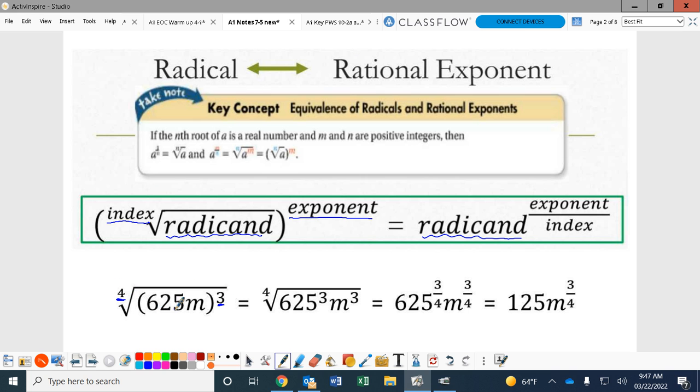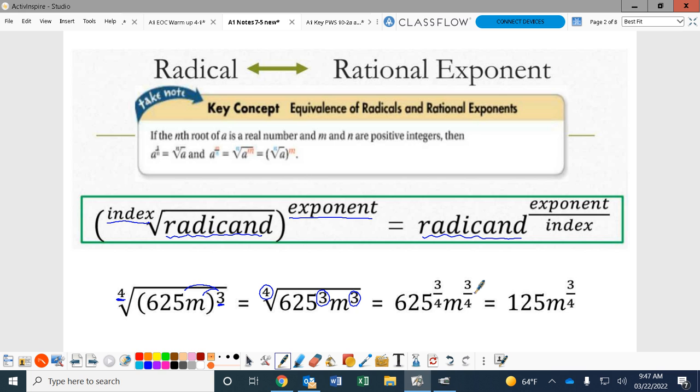Right here, you've got 625 and m inside of parentheses. This 3 needs to be applied to both of them. That's going to make it 625 to the third power and m to the third power. To write it in rational exponent form, you're just going to write them as fractions. You're just going to write it as 625 to the 3/4 because the inside one goes on top, the outside one goes on the bottom. Then we do it again for the m. The m's got a 3, and then the outside is a 4. So it's 3/4 for both of them.